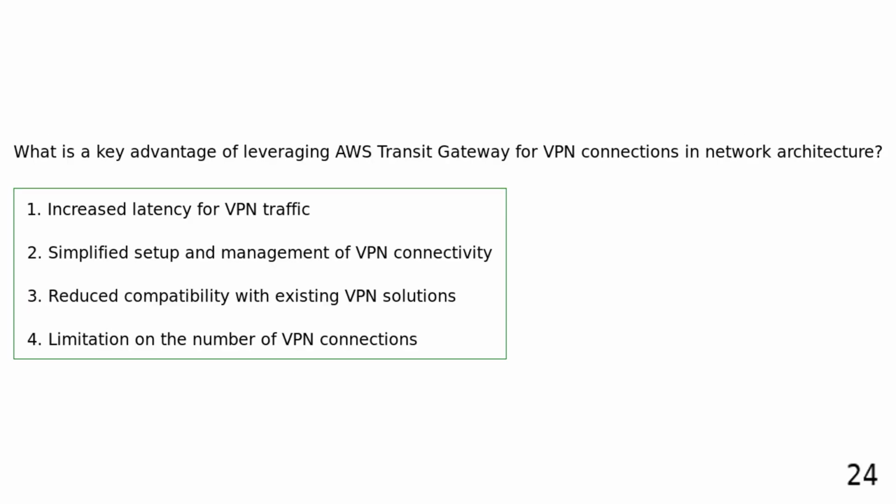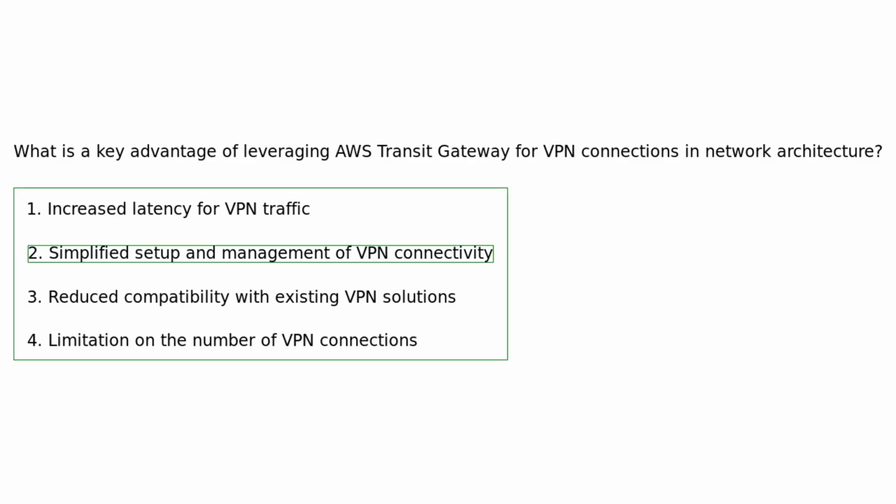What is a key advantage of leveraging AWS Transit Gateway for VPN connections in network architecture? Increased latency for VPN traffic. Simplified setup and management of VPN connectivity. Reduced compatibility with existing VPN solutions. Limitation on the number of VPN connections. A key advantage of leveraging AWS Transit Gateway for VPN connections in network architecture is simplified setup and management of VPN connectivity, providing flexibility and ease of use in configuring VPN connections within the network infrastructure.